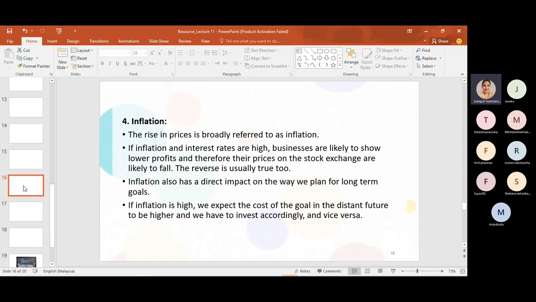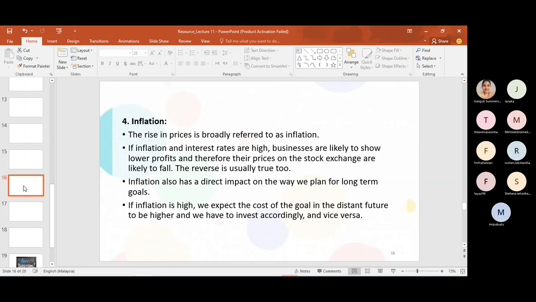Apart from that, inflation has a huge impact on the way we plan for our future goals as well, especially long-term goals. Read the last point mentioned here: if inflation is high, we expect the cost of a goal in the distant future to be higher, and we have to invest accordingly, and vice versa.